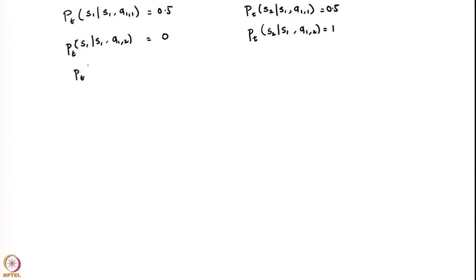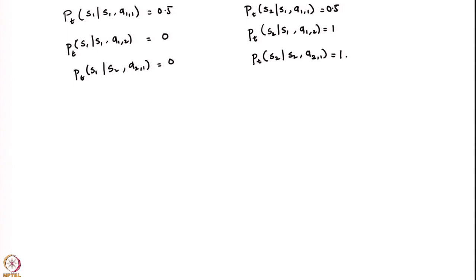And PT of S1 given S2 comma A21 is equal to 0. So, when you take action A21, you remain in state S2, so this term is equal to 0. And PT of S2 given S2 comma A21 is equal to 1. These are your transition probabilities.